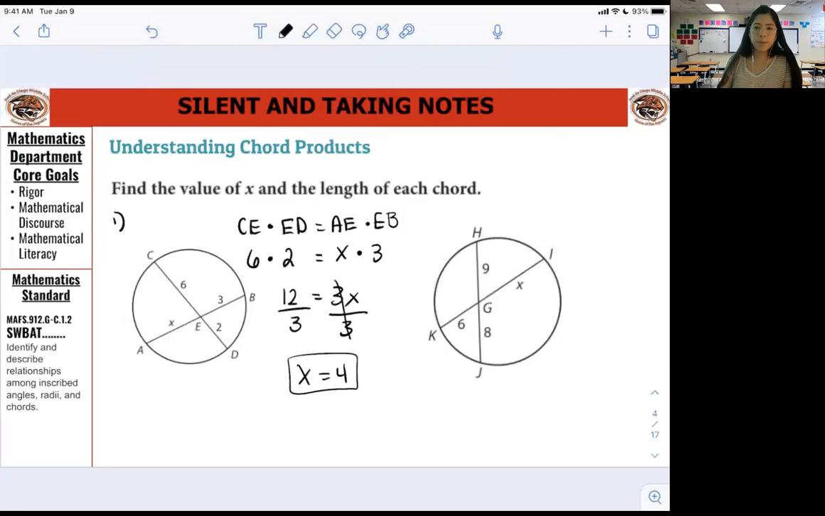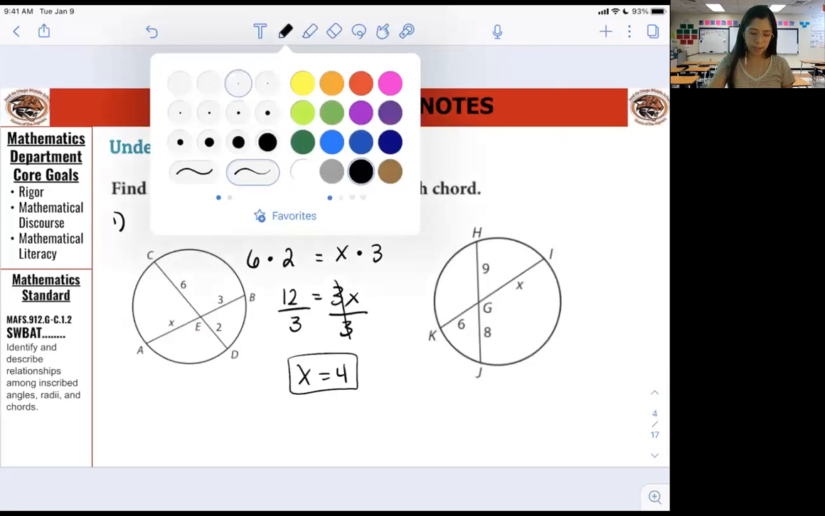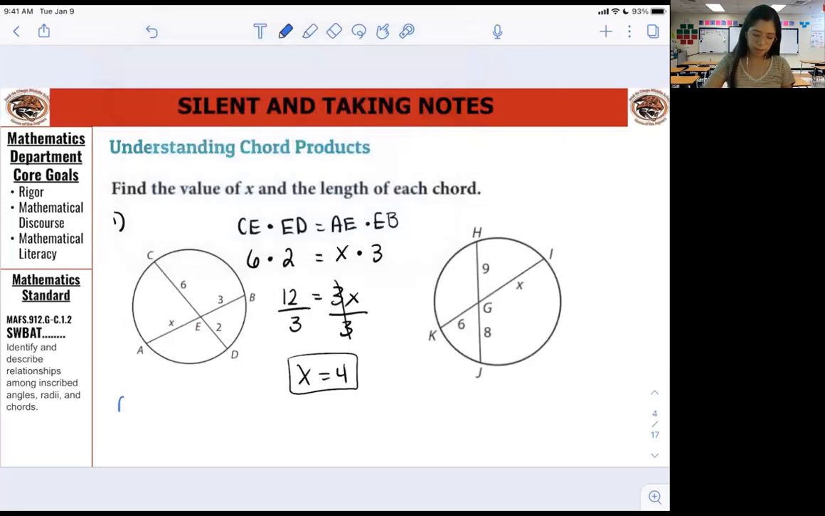It's pretty simple, but let's go ahead and actually answer the whole question because it says you have to find x and then find the length of each chord. So now let's find the full length of each chord. So how long is AB? AB would be how much? 7. Yep, so you just add.